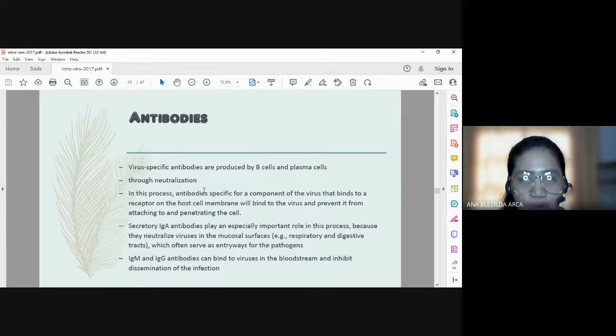Okay? So, you also have the secretory IgA antibodies that you can find on your mucosal surfaces, whereas in your blood, you have the IgM and also the IgG.